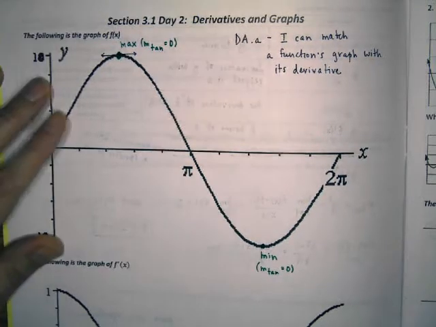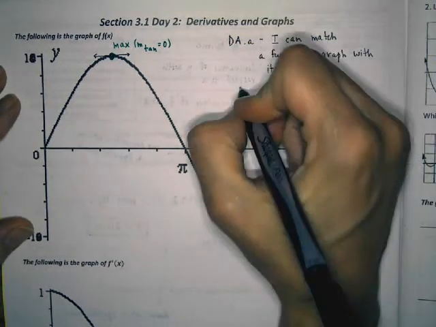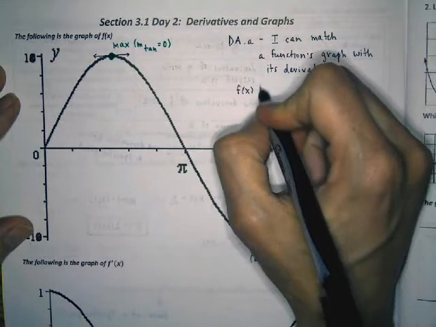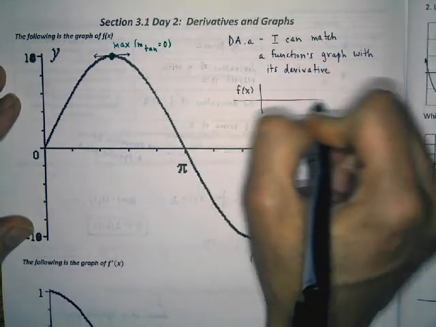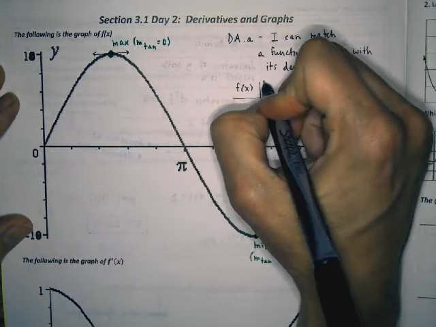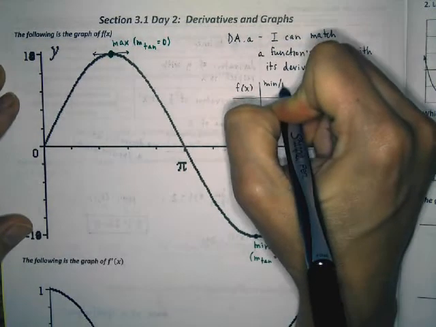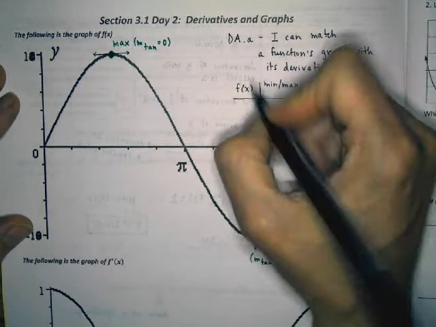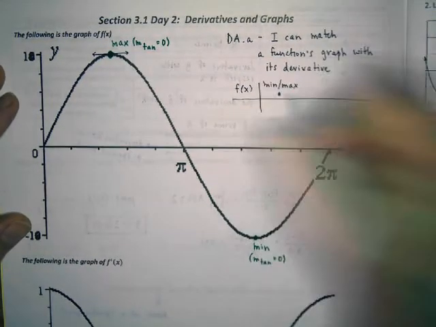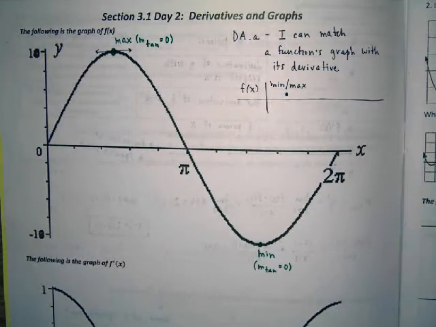And I'm actually going to make a little table here so I stay organized. So I'm going to write down some information about this graph. So here's f of x, and so far what we know is we have a min and max at these green points. Now I'm going to look at some other behaviors of the function.